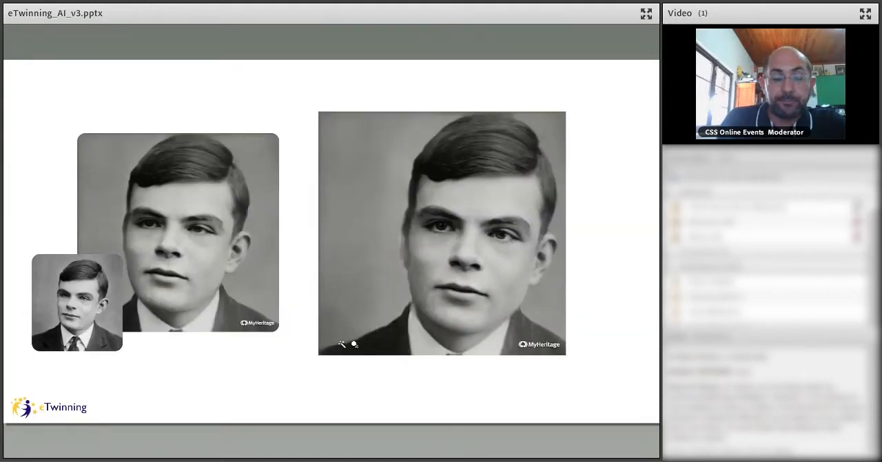The next one is also something that you can experiment with yourself, because I will put the link in the chat. This is on the website MyHeritage, where you can pick any picture, any photo. You just upload that photo, and what will happen is that the photo will come alive. See how amazing the things we can do are.